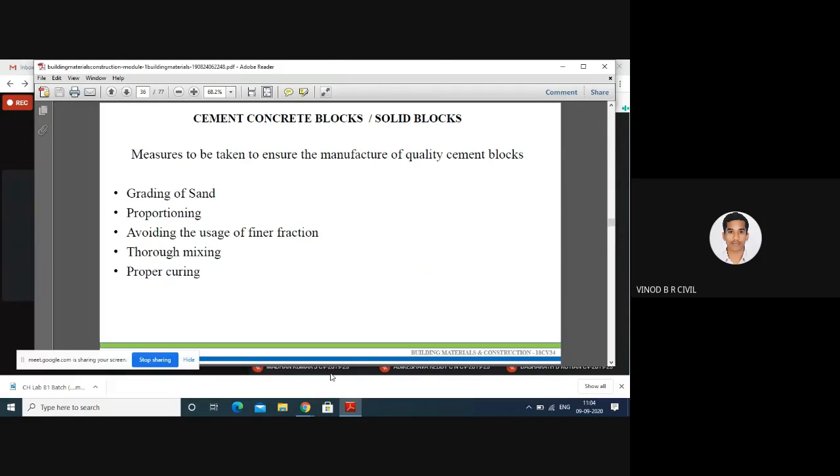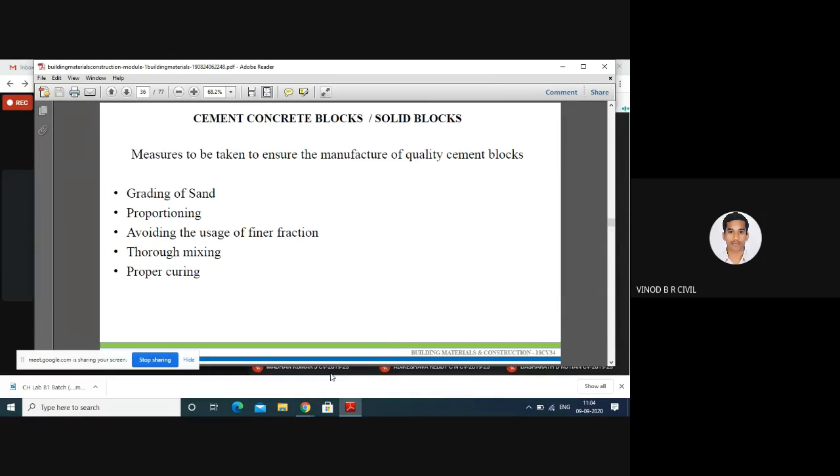Measures to be taken to ensure the quality of cement blocks in the manufacturing process. What are the measures? Grading of sand. First one, it should be proper grading. I already mentioned sieve analysis. Sieve analysis is one of the experiments. We can calculate what the sizes of the aggregate are.